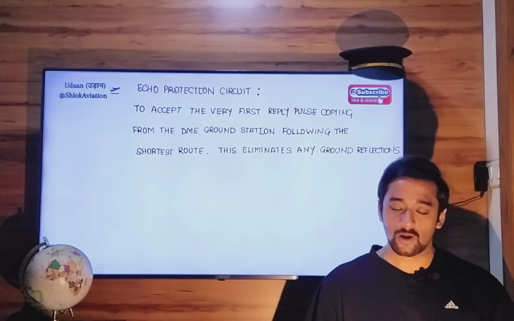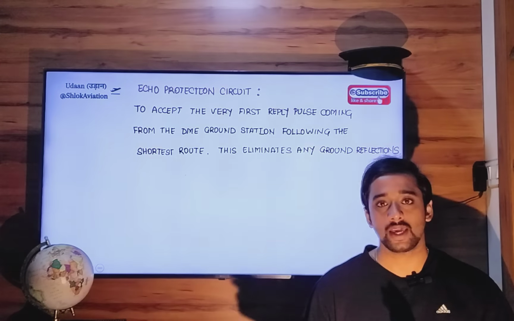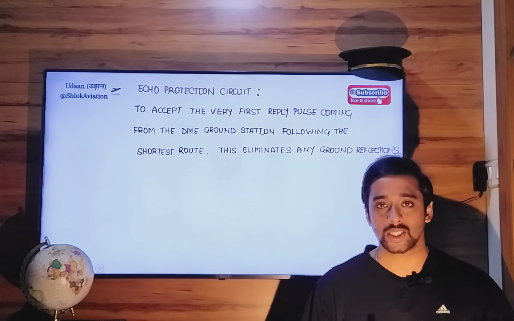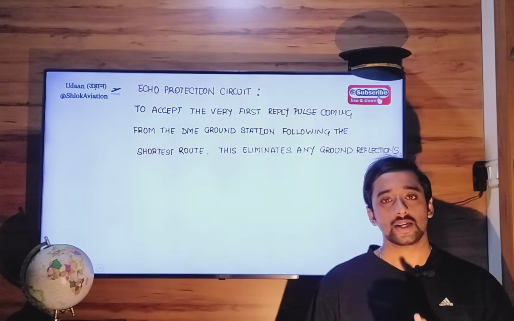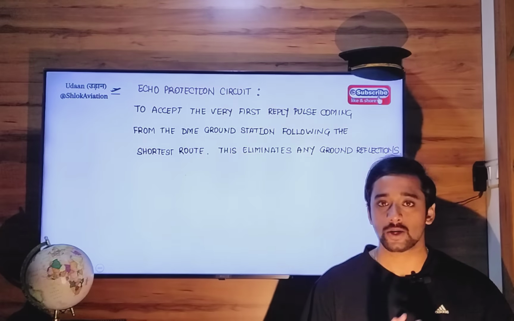We all know the operation of the DME. The aircraft interrogator will transmit pulse pairs in the direction of the DME ground station. This DME ground station is going to accept those pulses, wait for 50 microseconds, and retransmit pulse pairs to aircraft. Okay, reply pulses back to aircraft.